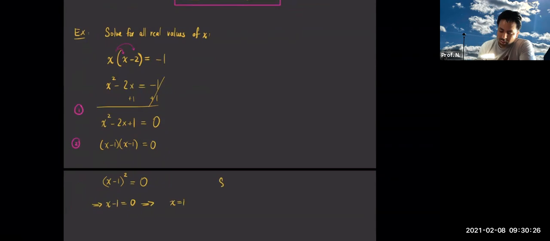So my solution is only a single one. So you can write it this way. Maybe that's not necessary. You can just write x equals 1 as my solution, because I only have one x value. That's the solution.